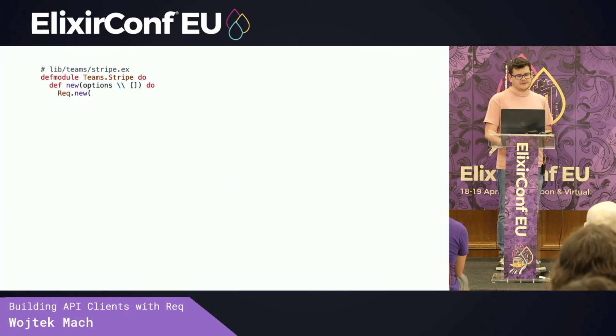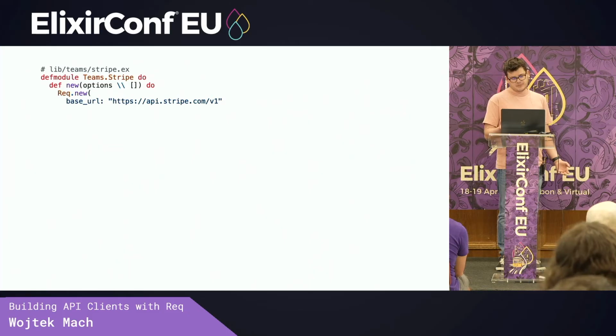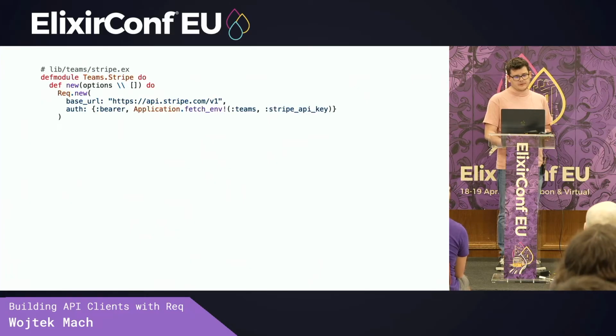Let's take an example. This is a Stripe integration that we use at Dashbit. There's a new function, which is going to build up the request struct. It uses some of the features from Req. We set the base URL option, so it's going to keep this base URL around, so you don't have to repeat it. It has some authentication, so here we just put the bearer token from the application env, and now we add some custom steps.